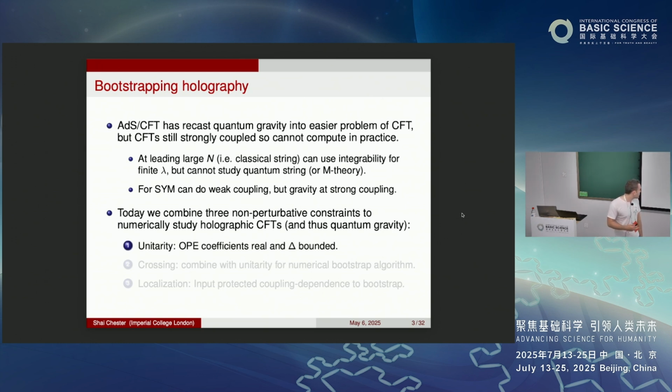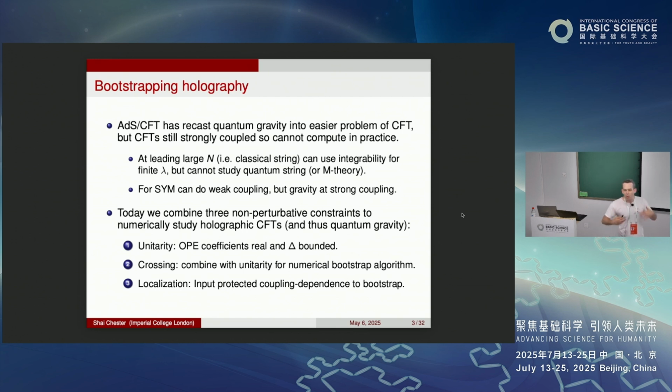These three constraints: the first one is unitarity, which manifests in this context as the fact that OPE coefficients are real and that scaling dimensions are bounded. The second constraint is crossing symmetry, which comes from conformal symmetry and which can be combined with unitarity in order to make the conformal bootstrap algorithm. And the third non-perturbative constraint is supersymmetric localization, which allows you to input certain protected quantities that depend on the coupling. It's really only by combining all three of these non-perturbative constraints that you can actually non-perturbatively solve the theory. Any subset of them would be insufficient, as we will discuss.